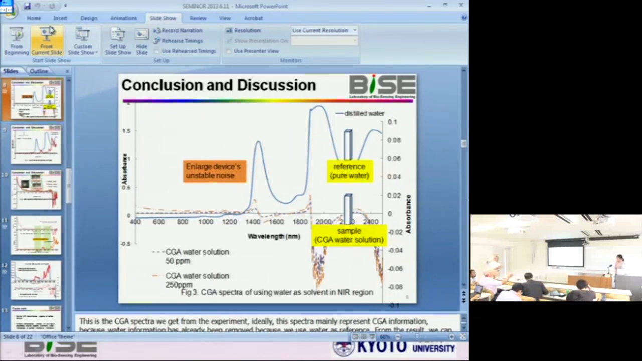In theory, if you are subtracting your reference from your sample and both are the same, it should be flat. Yes. But because the device may contain noise. So it's related to the cell, the quality of the cells, or maybe the light source, maybe unstable.